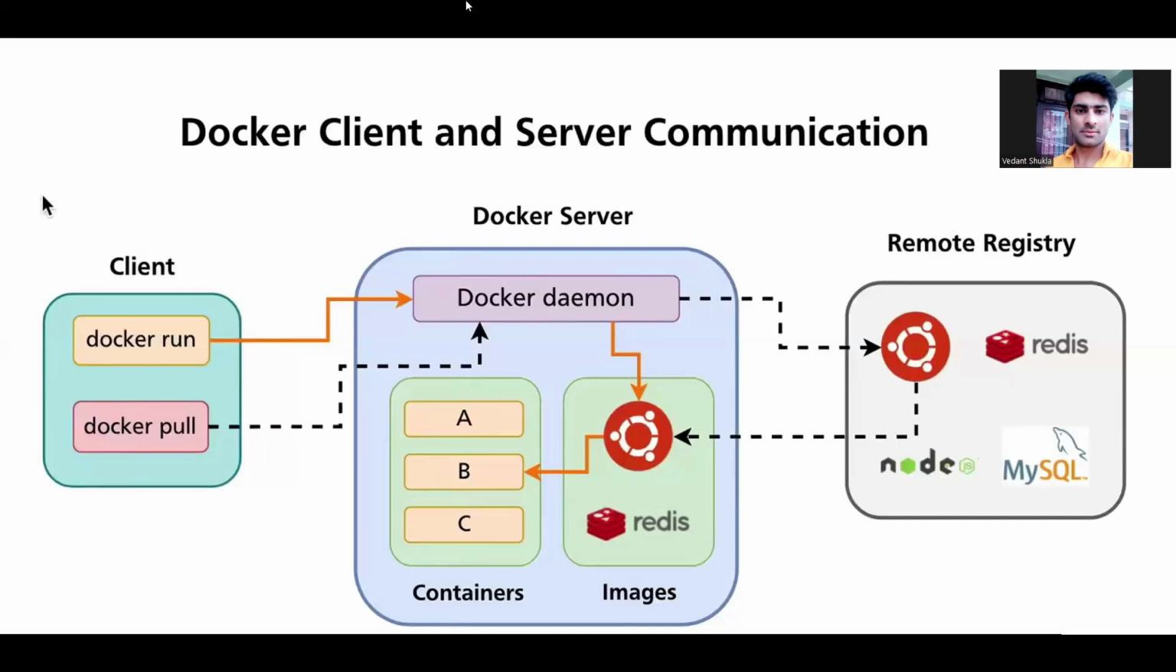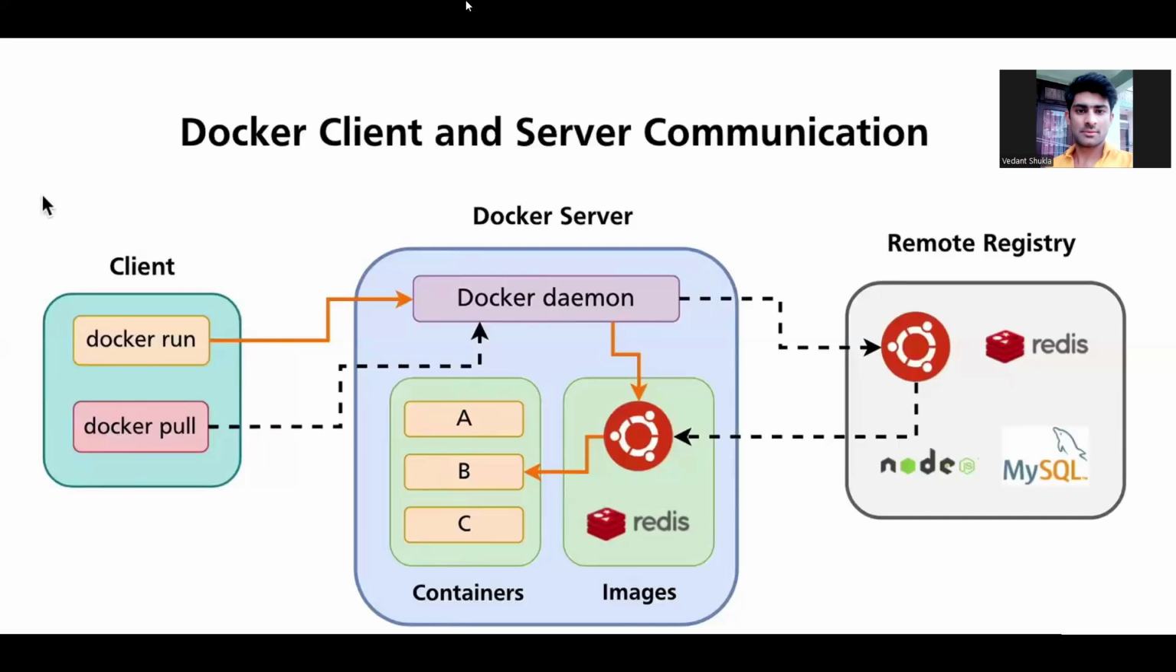If I want to know the internal communication between Docker client, Docker server, and remote registries, this is the basic architecture. If I run the Docker run command, the request goes to the Docker server part, inside which is the Docker daemon. The Docker daemon performs some action on the images and creates the containers.